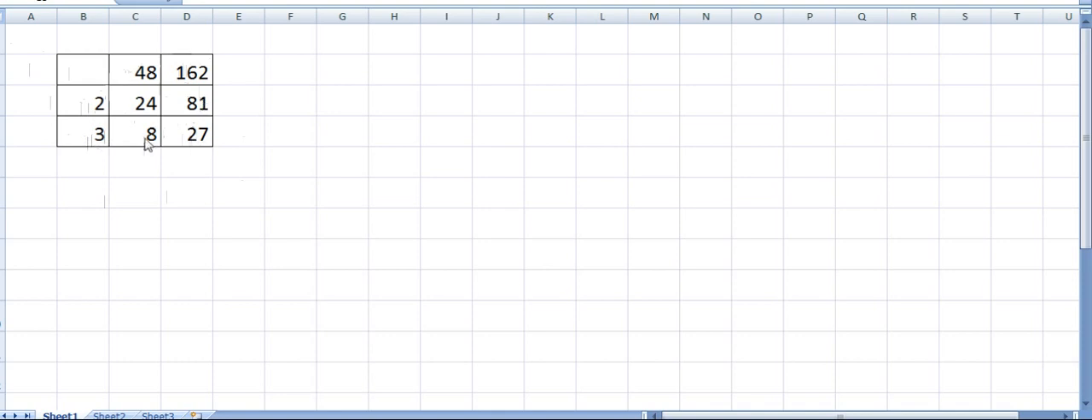Now 8 and 27. Is anything common between 8 and 27? Any number? No number. So that is the only HCF over here. So the HCF is 2 multiplied by 3. HCF is 6.